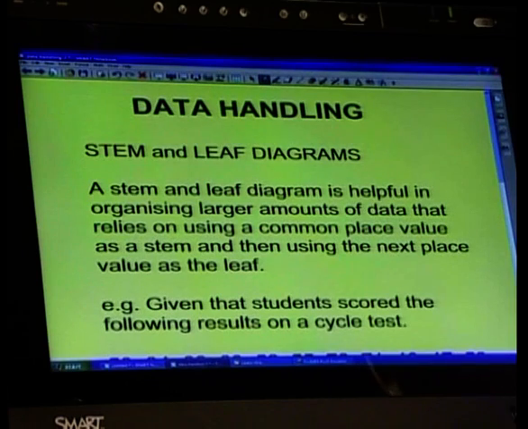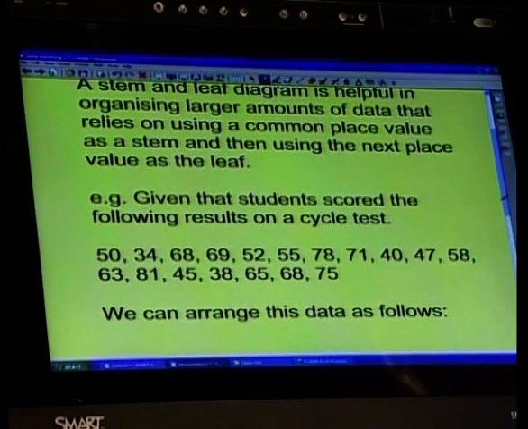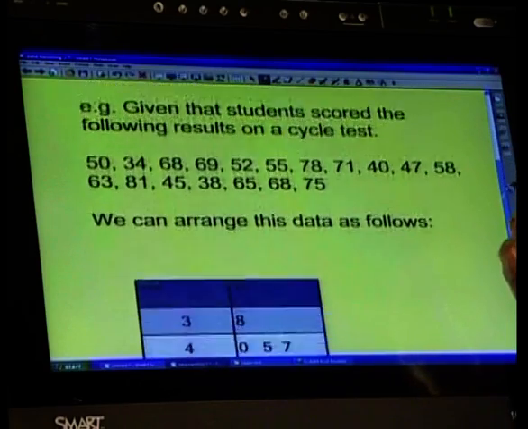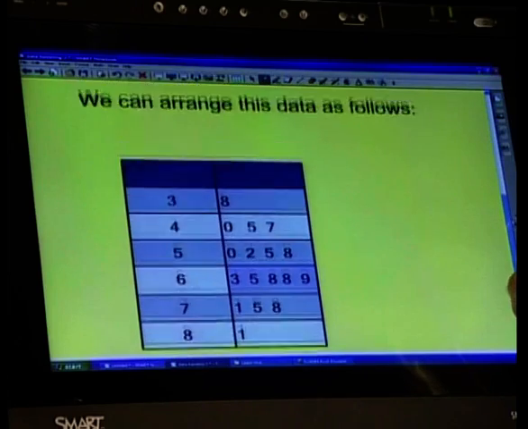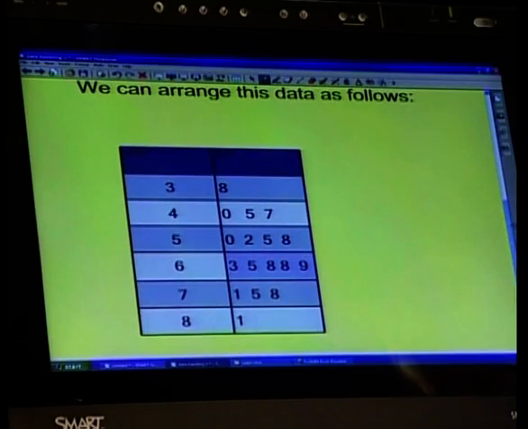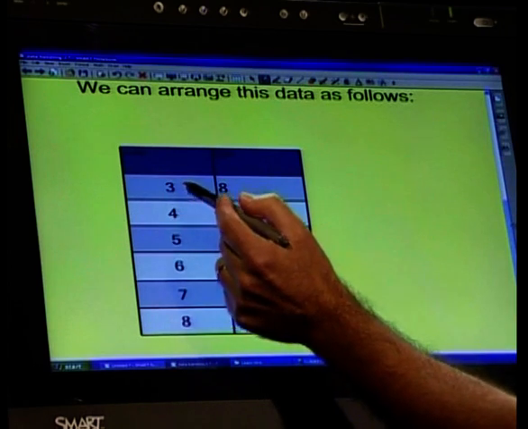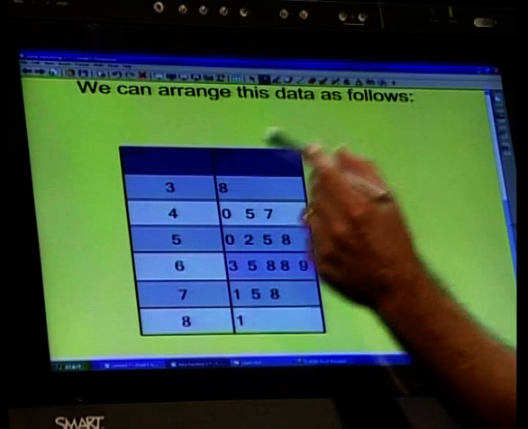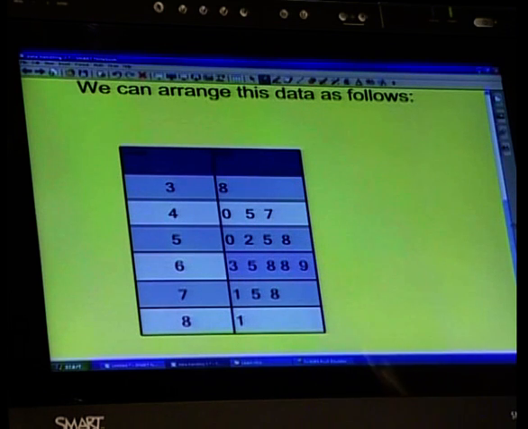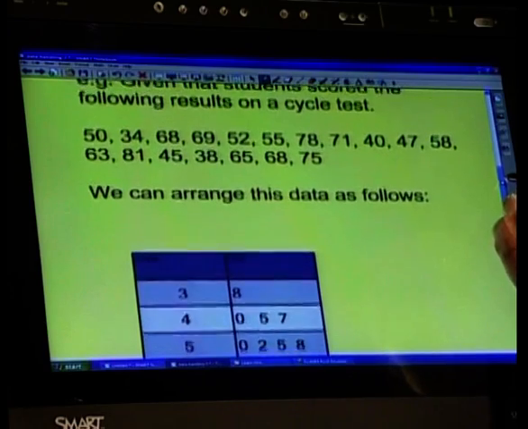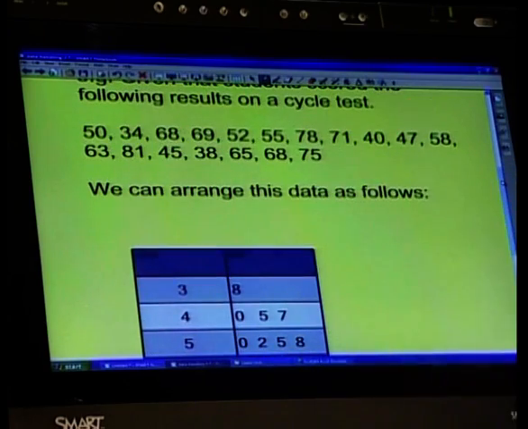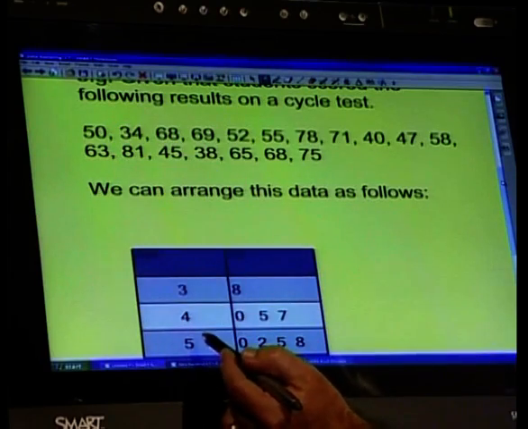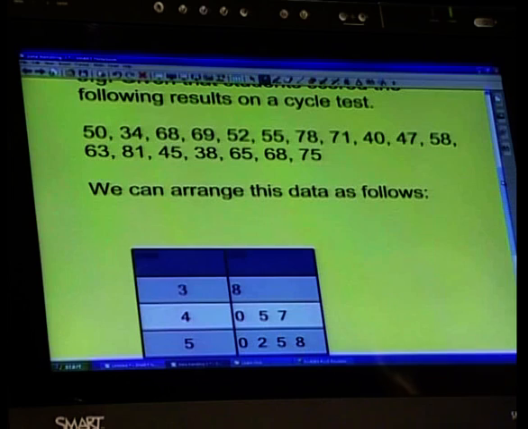Let's take an example here. Given that students scored the following results in their cycle test, and there's the list of results, we can arrange this data as follows. Now look what we've done. We've used the tens unit as a stem and the ones or digit units as a leaf. So, taking the number 50, which was one of the results, the 5 is a stem and the 0 is a leaf.